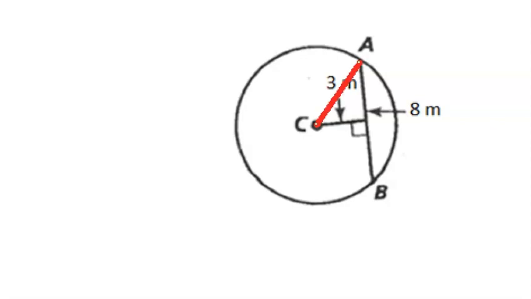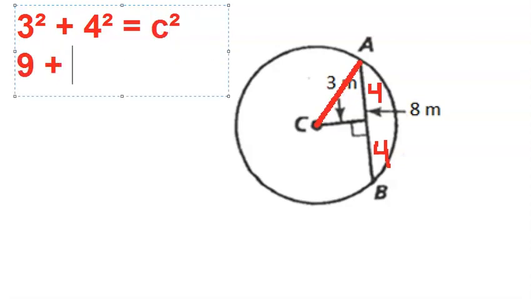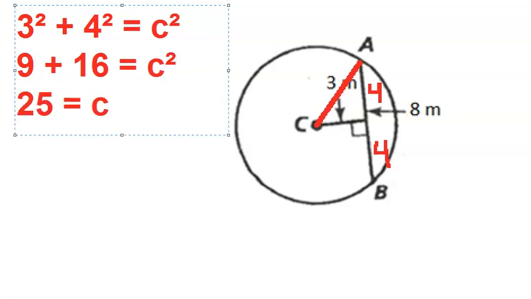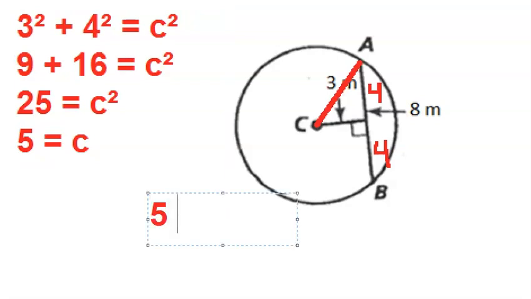But if we take what we have and we make a right triangle out of it, and we turn this into 4 and 4, then we could get our setup right. 3 squared plus 4 squared equals c squared. And I think a lot of us are at the point where we remember now that if it's a 3 and a 4 and you're looking for the hypotenuse, it's going to be 5. So that means in this case, the radius is 5 meters.